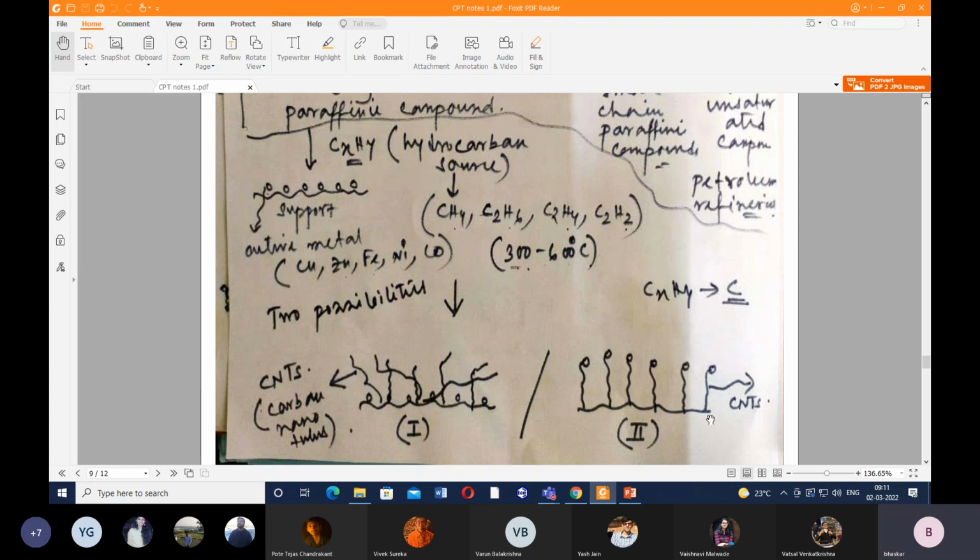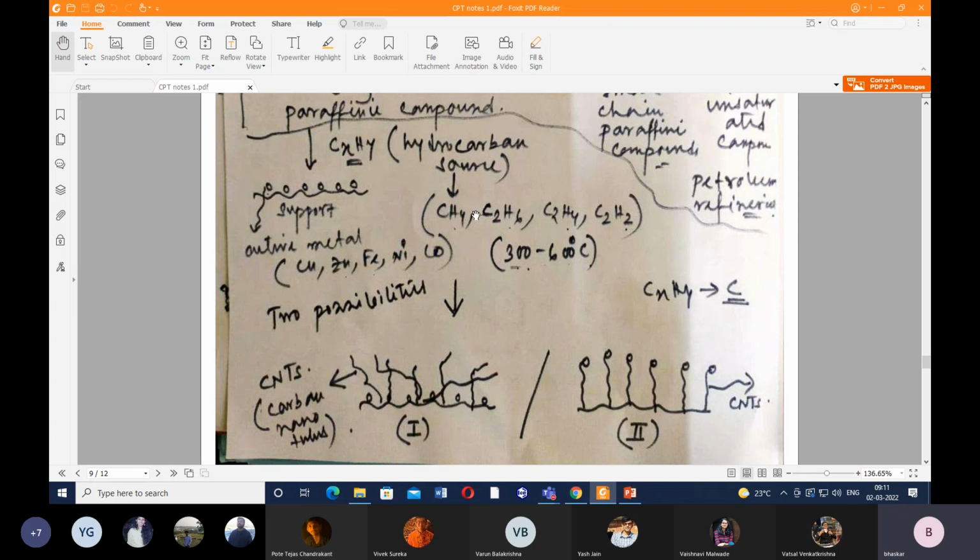Okay, that means we have got a support. On top of the support, we have got a growth of carbon nanotubes. However, the active metals like zinc, nickel, copper, or cobalt nanoparticles are capturing the tips of these carbon nanotubes. This is also a perfect example of a catalytic cracking reaction.